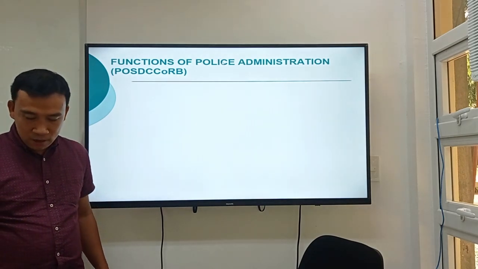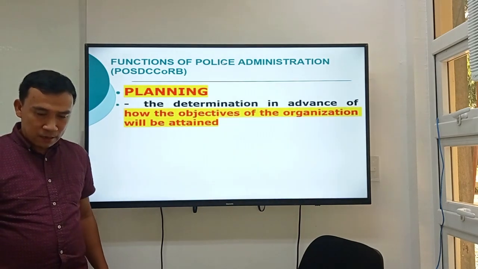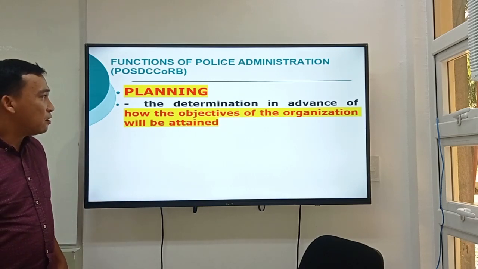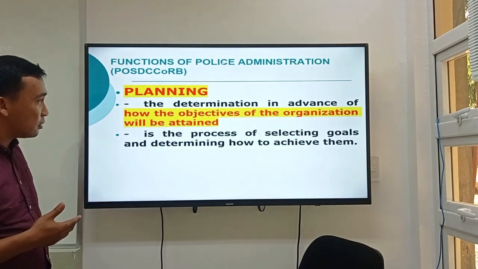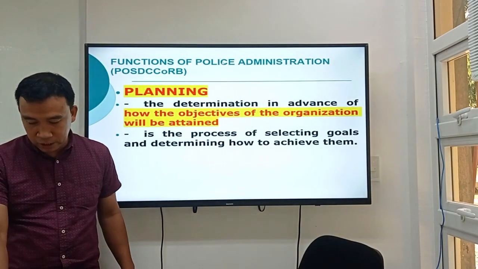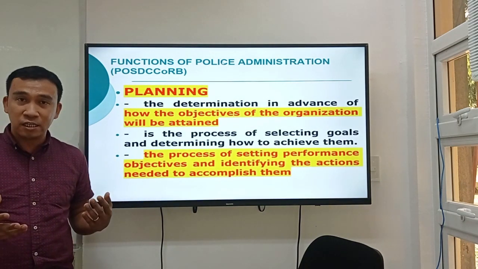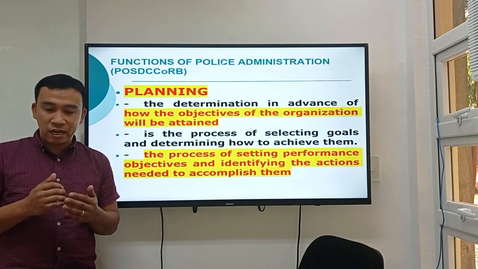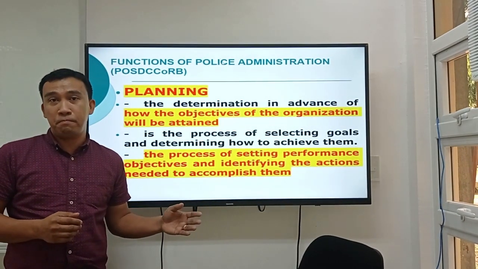And number one of the functions is planning. Planning is the determination in advance of how the objective of the organization will be attained. It is also the process of selecting goals and determining how to achieve them. Another definition of planning is the process of setting performance objectives and identifying the actions needed to accomplish them.